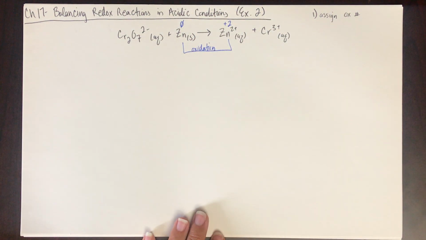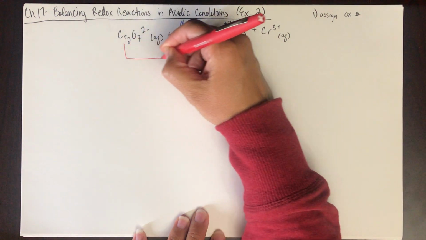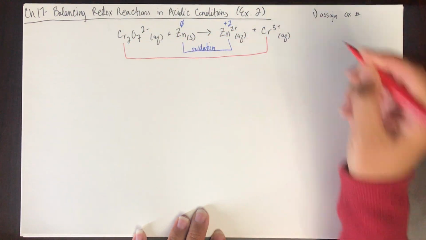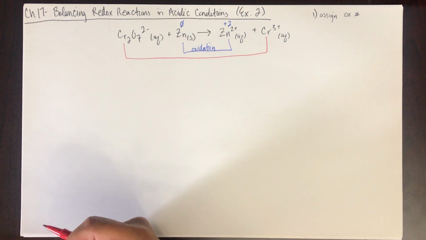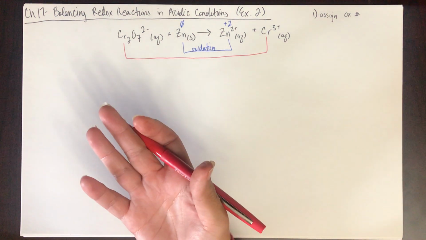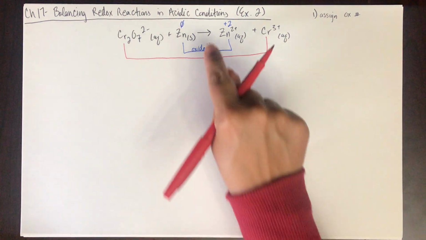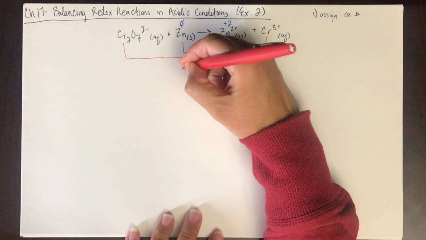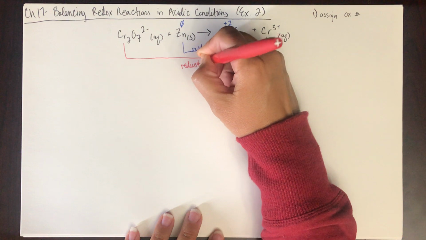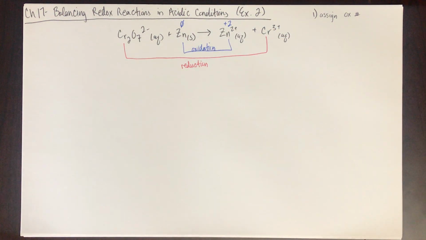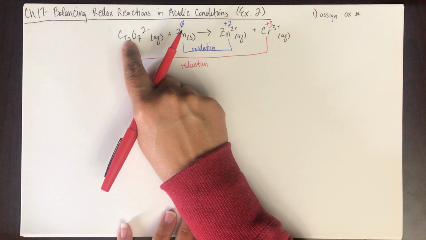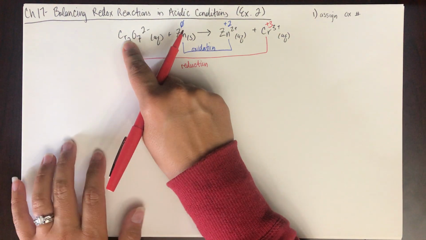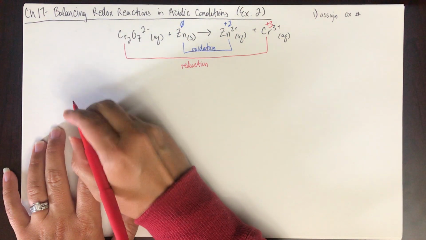Now the reduction half reaction. What's reducing is chromium. Oxygen can't be oxidized or reduced. I know that chromium is reducing because I already have the oxidation half reaction, so the one that's left is the reduction half reaction, but we still need to assign the oxidation numbers. The oxidation number for chromium 3 plus is positive 3. Now we need to figure out the oxidation number of the chromium in this dichromate ion.